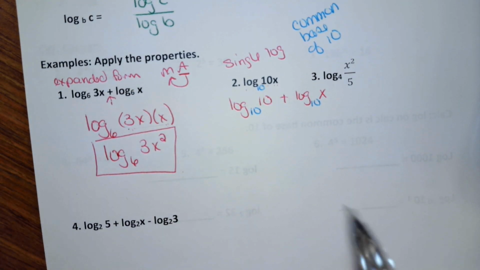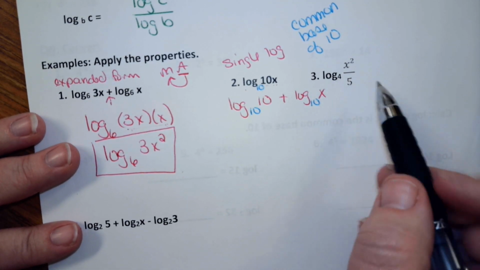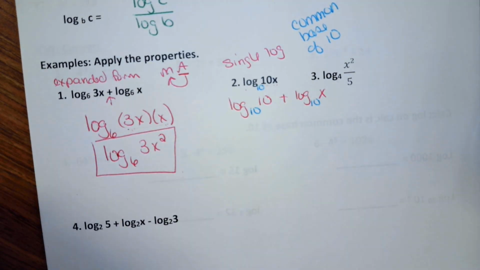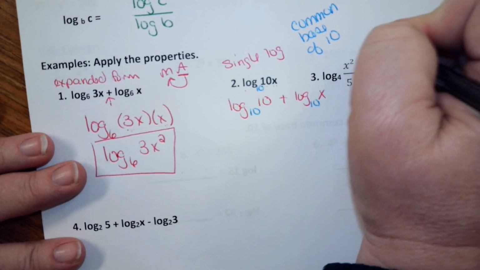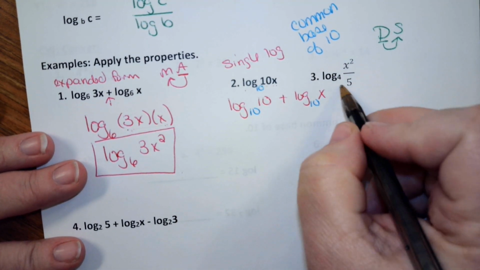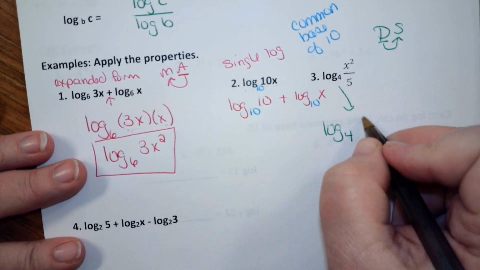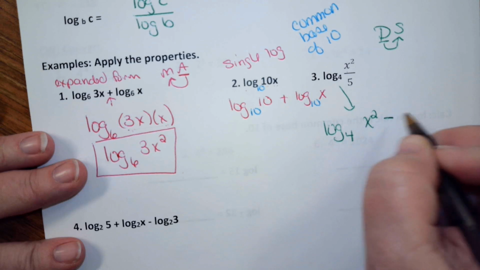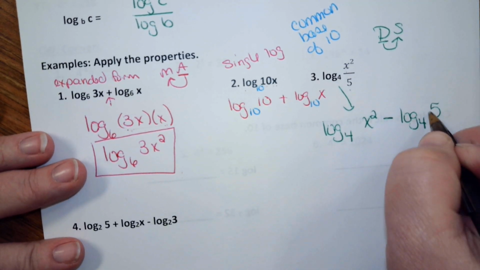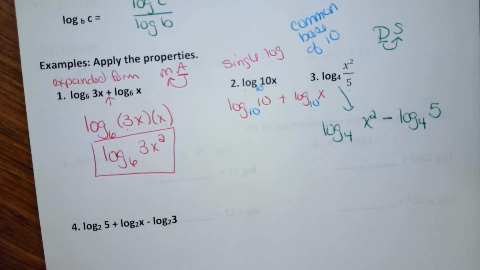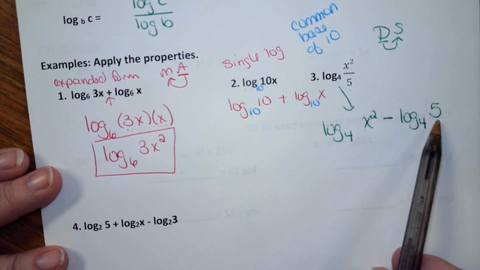Alright, for number 3. This is a single log. It's got division, so we're going to come in here and we're going to subtract. So when we've got division, we're going to subtract. So we've got the log base 4 of x squared minus the log base 4 of 5. I'll give you a chance to write that down. Whatever's in the numerator goes first. Whatever's in the denominator goes second.